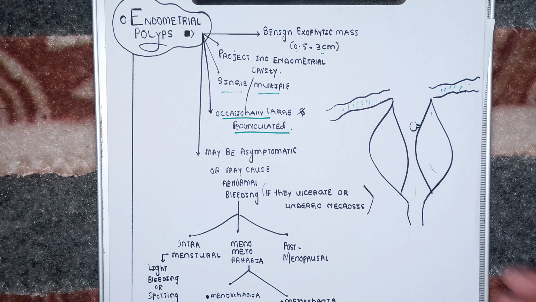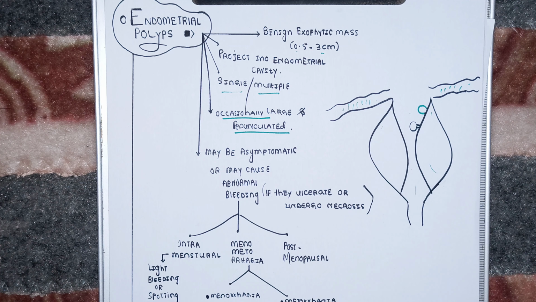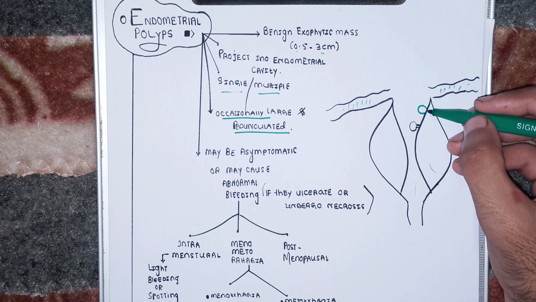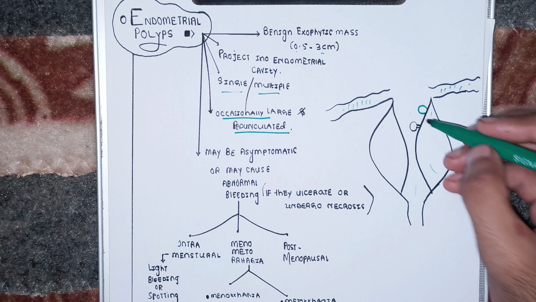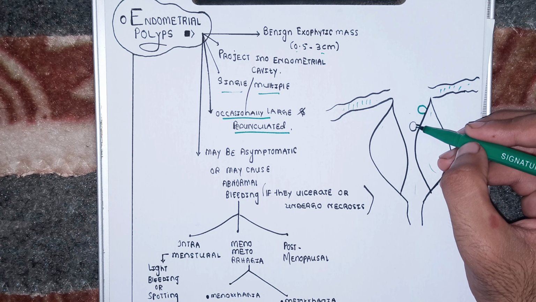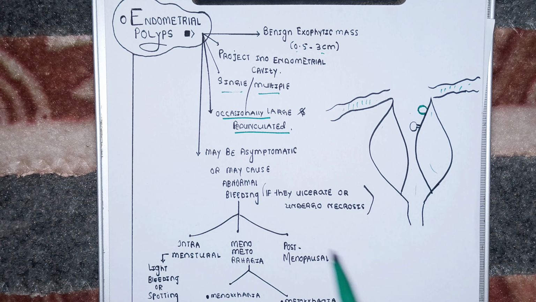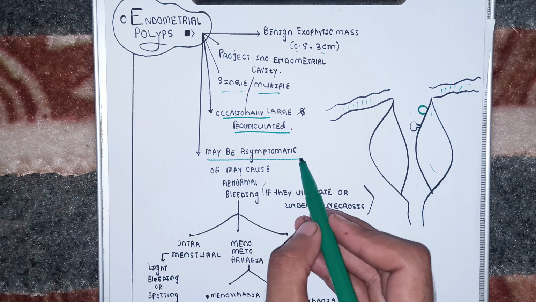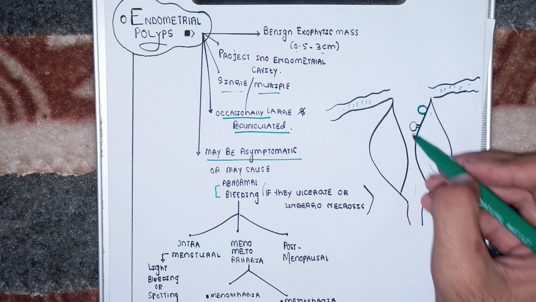But if they do not have a stalk, if this type of growth occurs, this endometrial polyp is non-pedunculated because it is not having any stalk. It is directly attached to the endometrium. If it has a stalk, it is called pedunculated. Most of the time they are not pedunculated. These polyps of the uterus may be asymptomatic or may cause abnormal bleeding. Bleeding may occur due to these polyps.